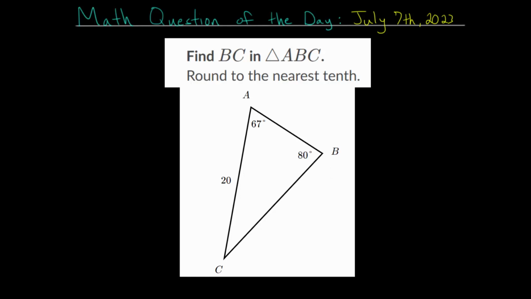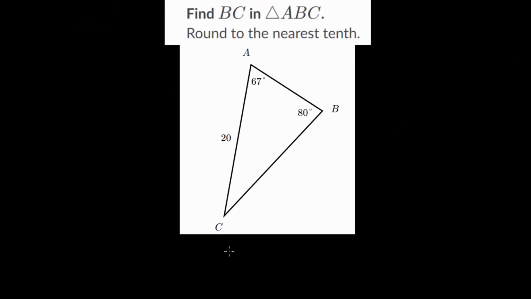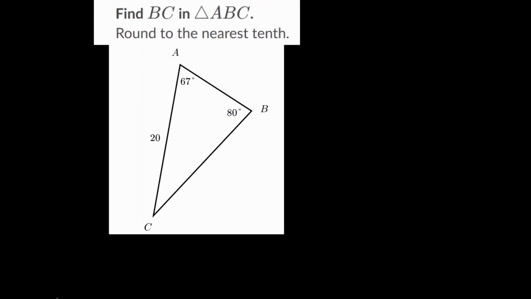Now, assuming that you have attempted the problem, let's start working through this. We need to find the side BC. So let's start by just labeling that. We can call this X, or actually let's call it little a since it's opposite the angle A.